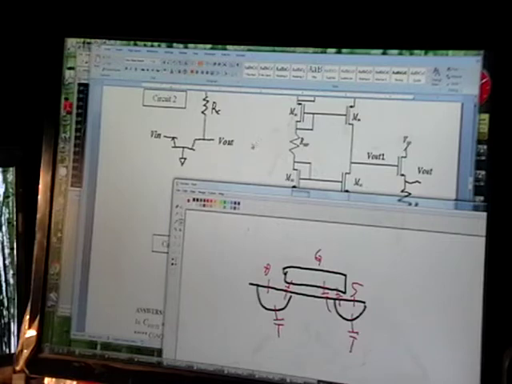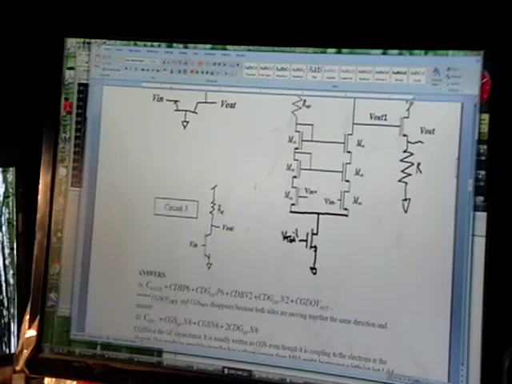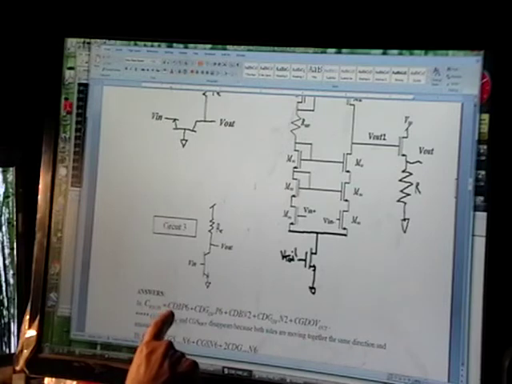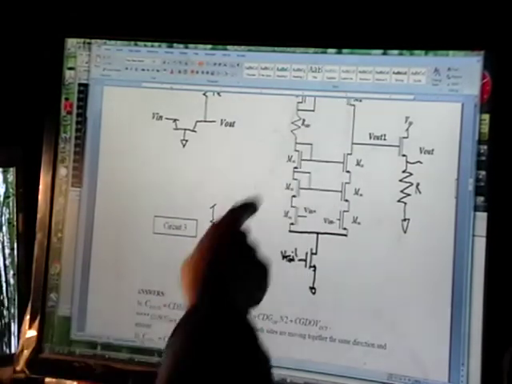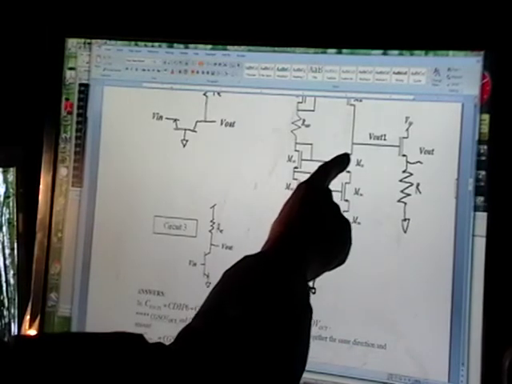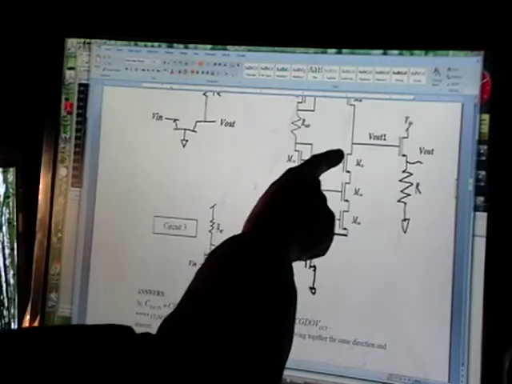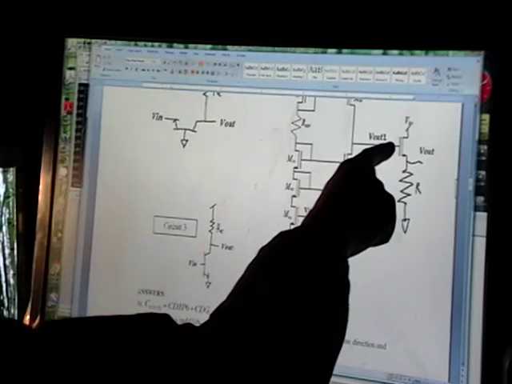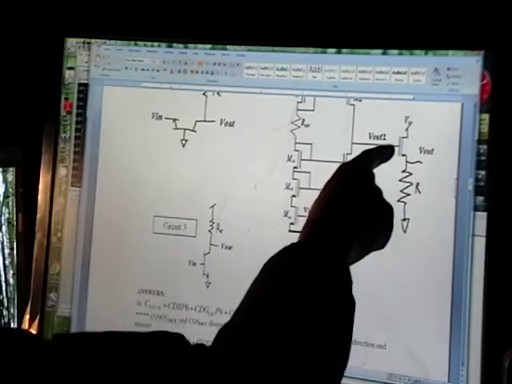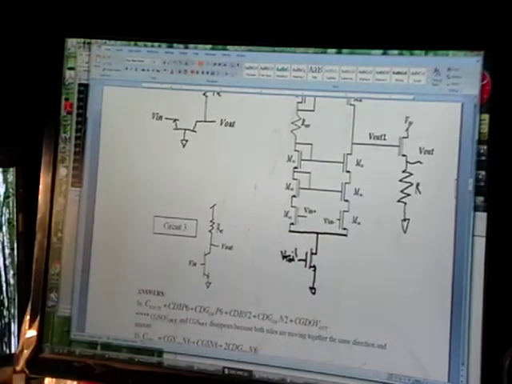Okay, so the answer to that is you've got your drain bulk of this transistor, you've got your gate drain overlap of that transistor, you've got your drain bulk of this transistor, you've got your gate drain overlap of that one, and then you have your gate drain overlap here, and there's a gate source capacitance, but notice that it's not in this equation. Give you a second to think of why that is.